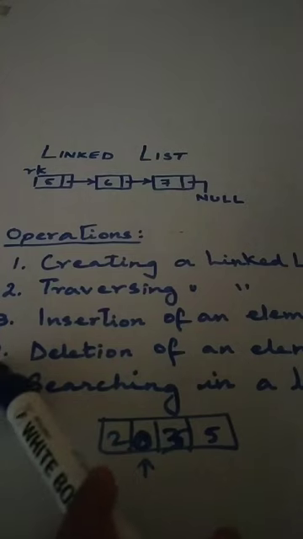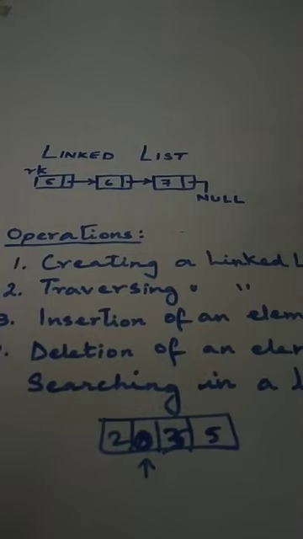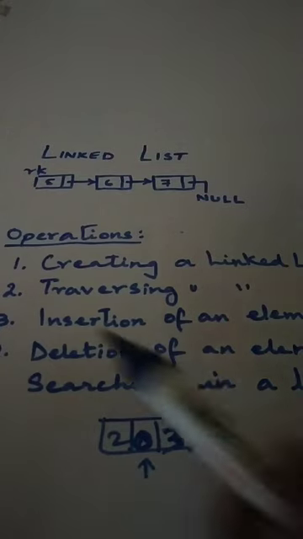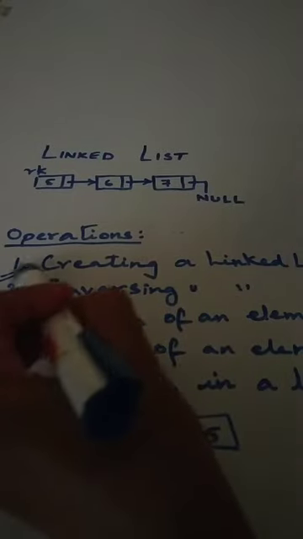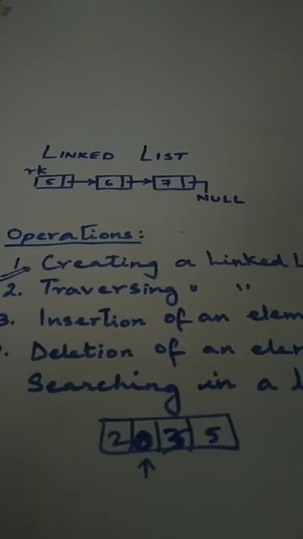Operation 4 also is much simpler in linked list than it is in arrays, and then searching of element in a list. So these are the 5 primary operations. We will start by discussing creation of a linked list. How do we create a linked list? So let's have a look at that.